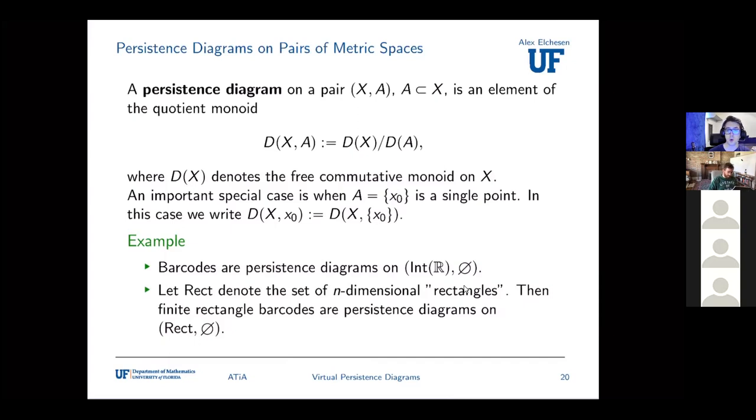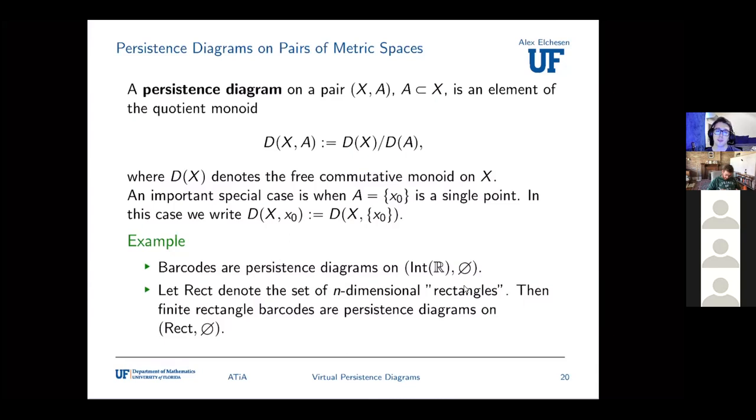And then we just look at the quotient monoid, D of X mod D of A, where D of X is just the free commutative monoid on X. Elements of that look like just finite formal sums of points in X. So really, it is just multi-sets. If you define them both formally, they're exactly the same thing, but it's just a different perspective that we take. And an important special case, which simplifies things a lot, is when we take A to be a single point, and then we simplify the notation and just write D of X, X naught.